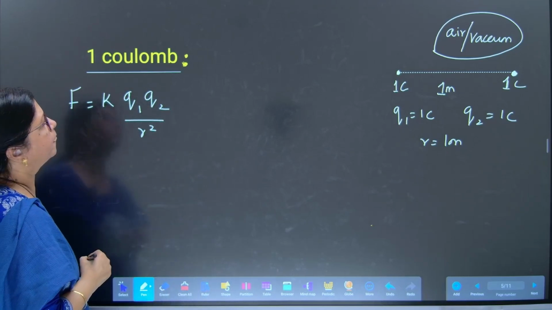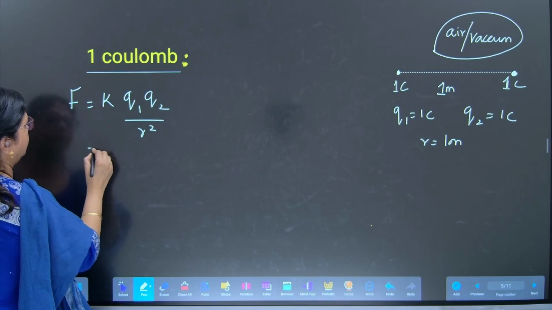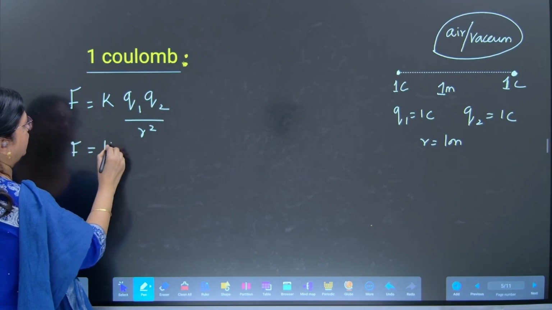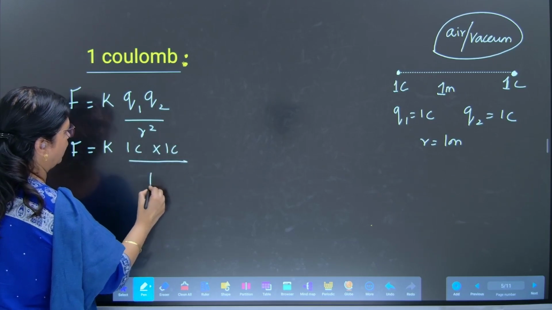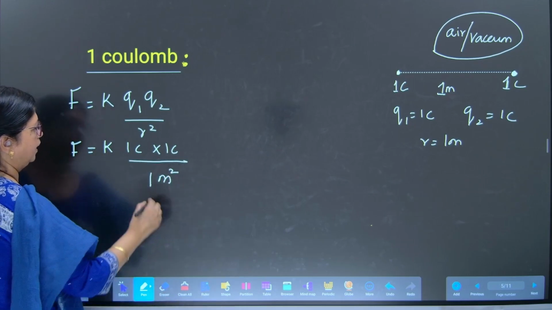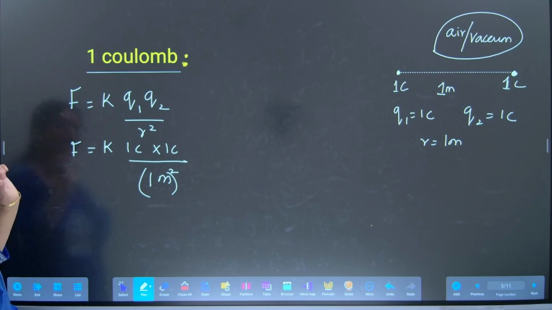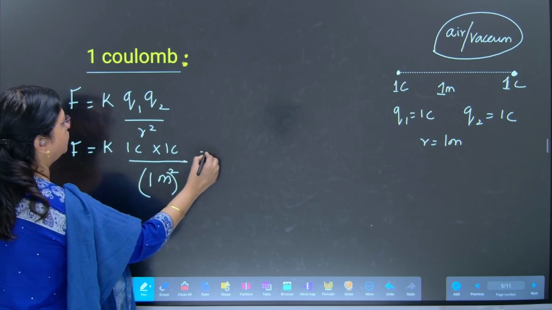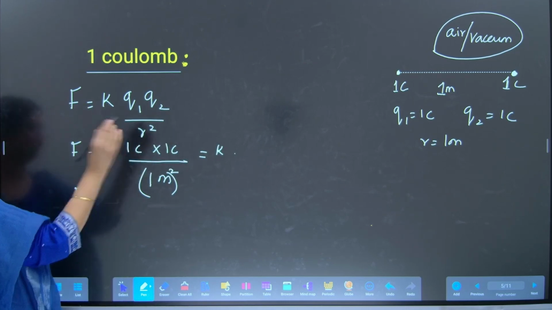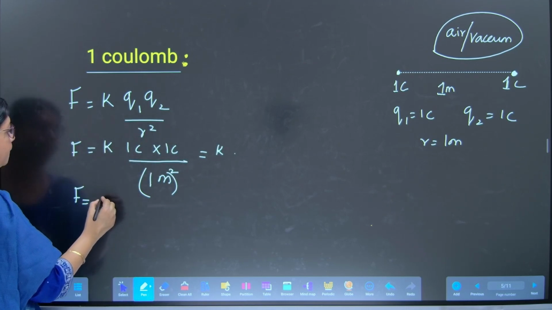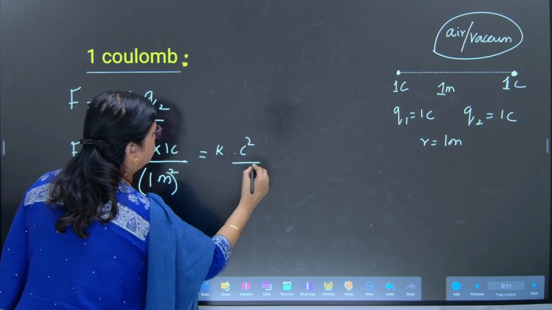Substituting the values in the formula, we have F is equal to K into 1 Coulomb multiplied by 1 Coulomb divided by 1 meter square. Okay, again putting 1 meter in brackets. So as you can see, we have the value of F is equal to K. So if the value is K, what is the unit? Coulomb square and meter square.